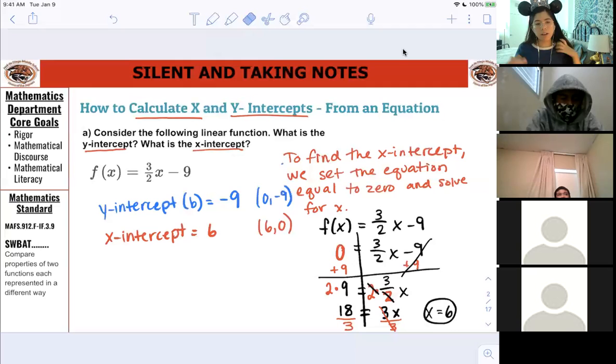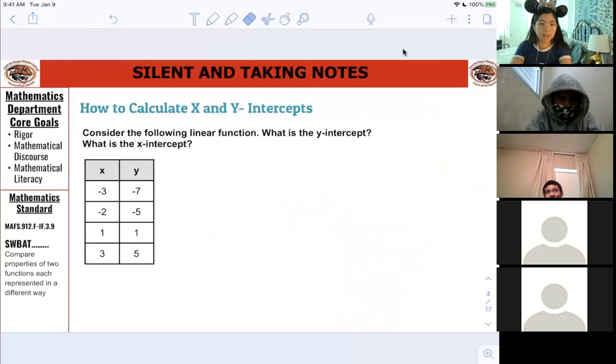All right. So when you have an equation, you just set it equal to 0, and that's how you find your x-intercept. But what about when you have a table? So let's take a look at this table. Does this table have the y-intercept in it? No. Does this table have the x-intercept in it?